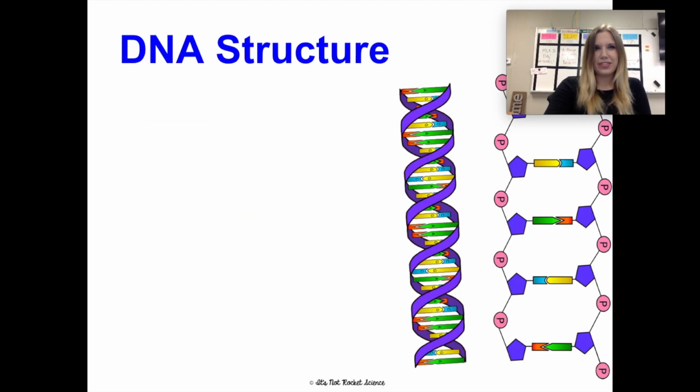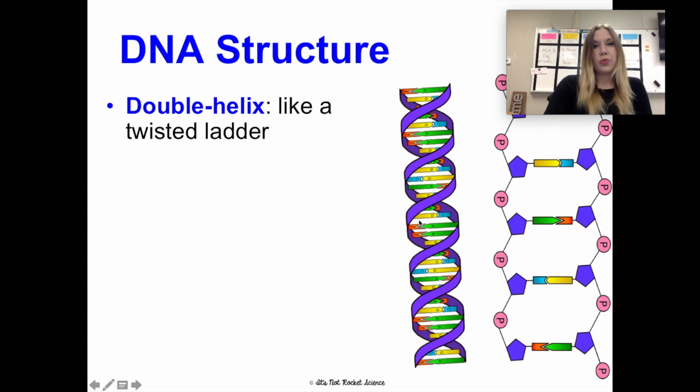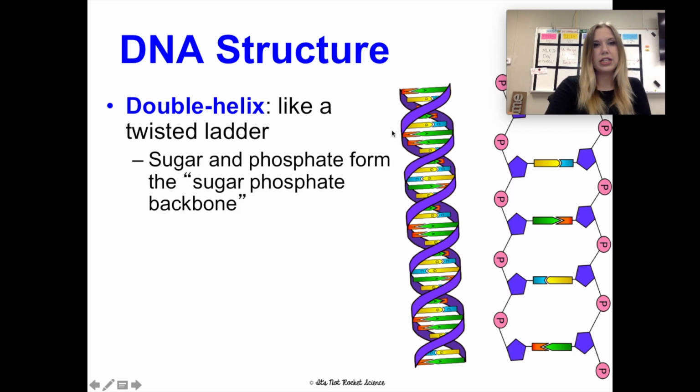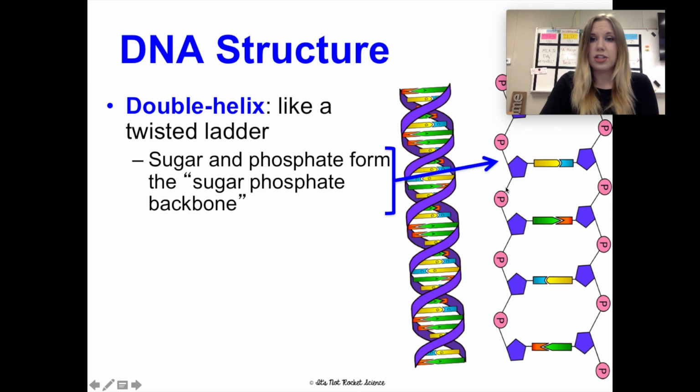Okay, so the structure of DNA. I know you've all seen this image before, this ladder-looking structure. So we like to say that DNA is structured in a double helix structure, so basically like a twisted ladder. And the sugar and the phosphate that we just learned make up a nucleotide that forms nucleic acids. Once you bond a bunch of them together, the sugar and the phosphate form what's called the sugar-phosphate backbone. So you can see here's the phosphate and then the sugar, phosphate, sugar, phosphate, sugar.